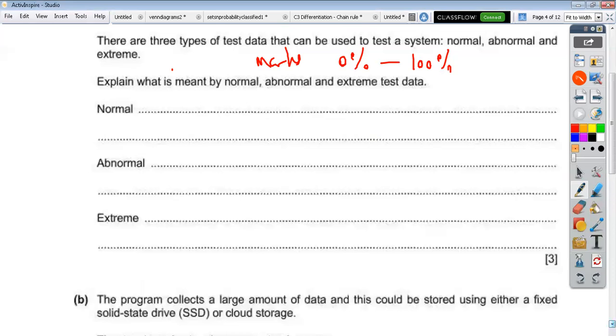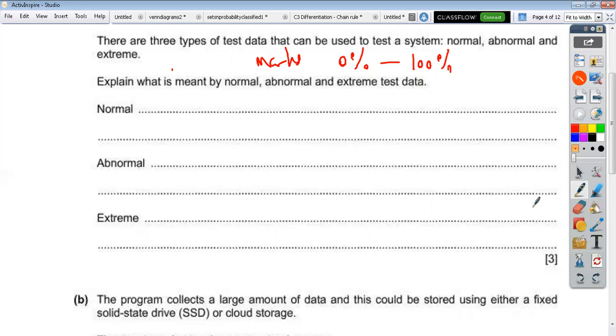Now, the last part. Extreme data is data that is on the boundaries of a given range. Now, did you write those definitions? I'll go back to my question. Have we written the definitions?